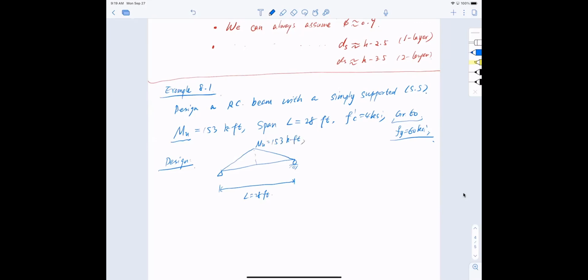The first thing we want to determine is the section size or section dimension. Something I haven't mentioned before, and this is where it becomes important, is that I want to estimate the height of the section.